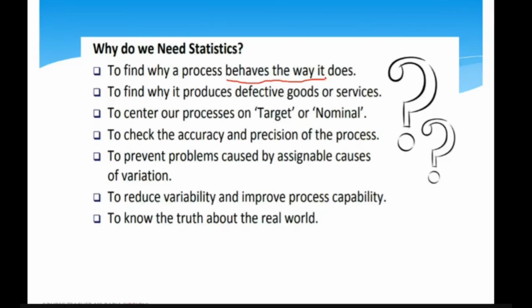If the process needs improvement, then you have to analyze the process. Once you analyze, for process analysis, what do you need? You need data values. So here, to find why a process behaves the way it does. Second one, to find why it produces defective goods or services.